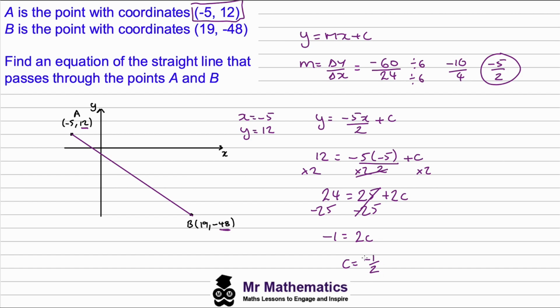Then we can substitute this value of c back into the equation of a line. So we'll get y will equal negative 5x over 2 minus 1/2. Now, if we wanted to, we could change the form of this equation. We could multiply everything by 2. So we get 2y will equal negative 5x minus 1. And then 5x plus 2y will equal negative 1.